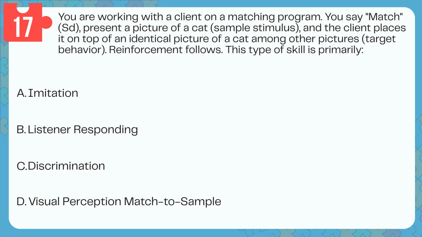Question 17. You are working with a client on a matching program. You say match, SD, present a picture of a cat, sample stimulus, and the client places it on top of an identical picture of a cat among other pictures. Target behavior. Reinforcement follows. This type of skill is primarily A. Imitation. B. Listener responding. C. Discrimination. D. Visual perception match to sample.